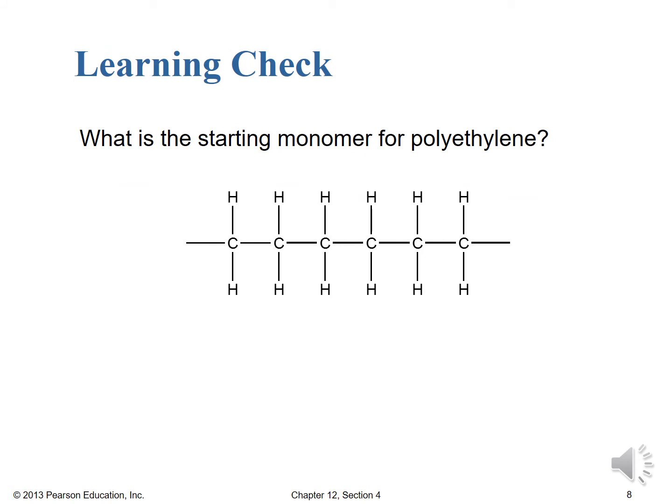All right, so now that we've seen a number of polymers, let's do a learning check here and see how well you're understanding this concept. In this learning check, you're asked, what is the starting monomer for polyethylene? So looking at that final structure, what does the beginning monomer look like? So pause the video here, draw that monomer, and start us back up when you're ready to check your work.